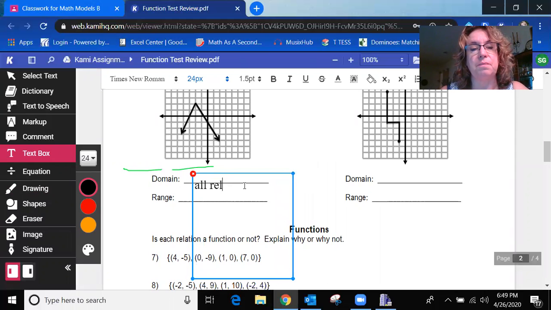Looks weird, doesn't it? All real numbers.